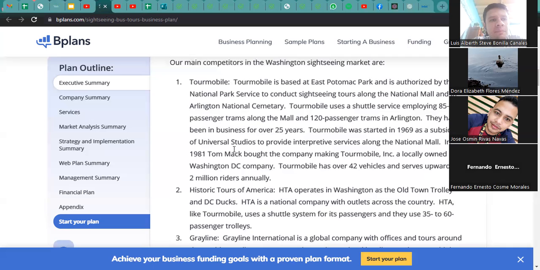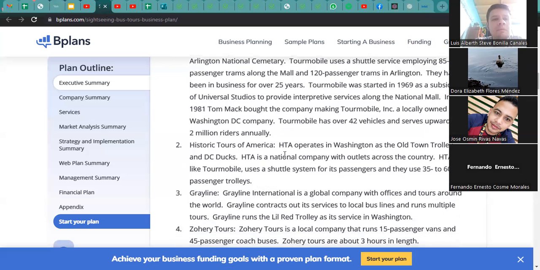And it says they have over 42 vehicles in Maine and serve upwards of 2 million riders annually. Imagine that, 2 million riders with only that company of tours. Oh, there is a market that represents that. There is a market for this kind of company. And they are big. I mean, we have 9 plus 3, and they have 42 vehicles. Definitely, that is another thing.